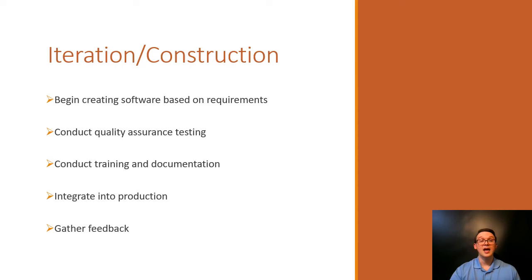The third step in Agile is iteration/construction. This phase is where you'll start building software based on the given requirements. In this phase, you'll conduct quality assurance testing, train end users on the software, integrate into production, and gather feedback.